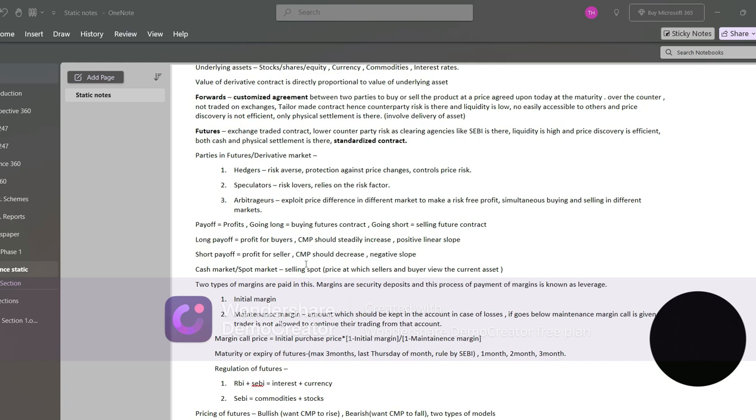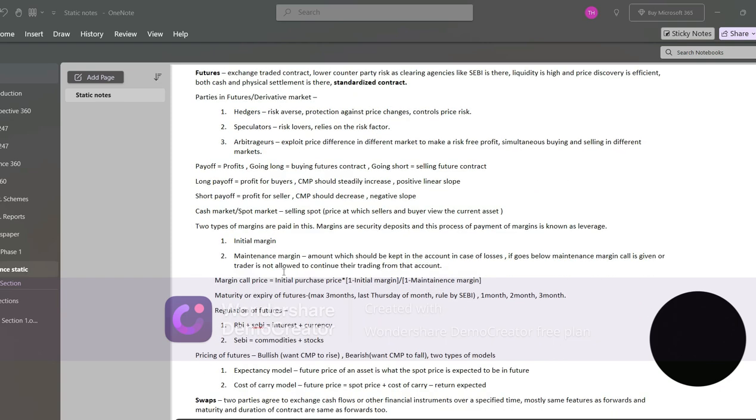Now, what is the cash market or spot market? This is basically the market in which the spot price is decided, the price at which sellers and buyers view the current asset.